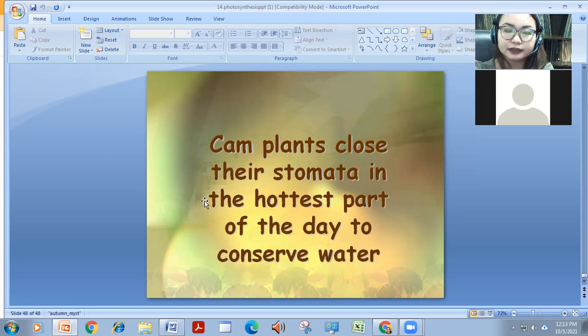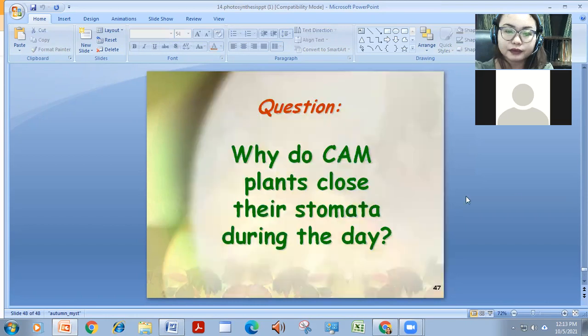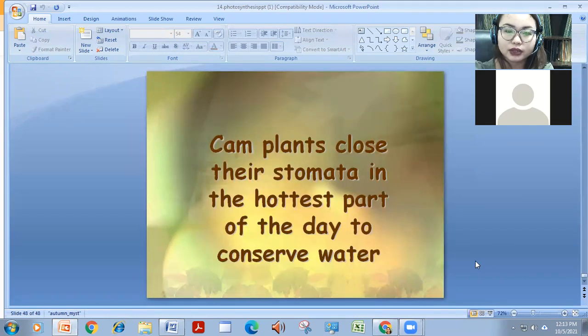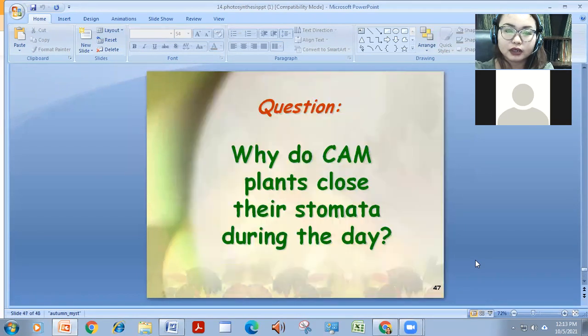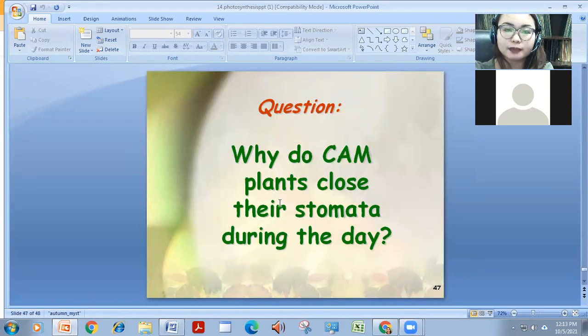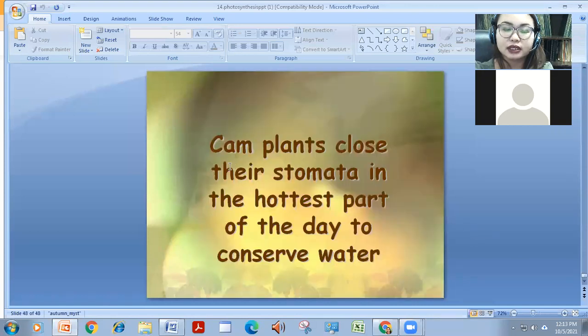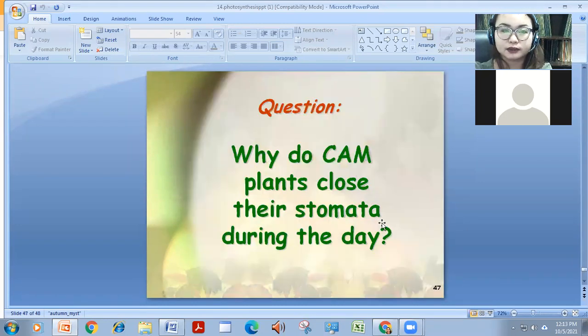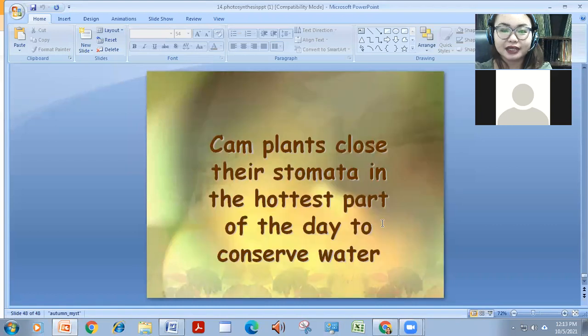So and lastly, why do CAM plants close their stomata during the day? And it is because CAM plants close their stomata in the hottest part of the day to conserve water. So that's the question actually, and the answer is this one.